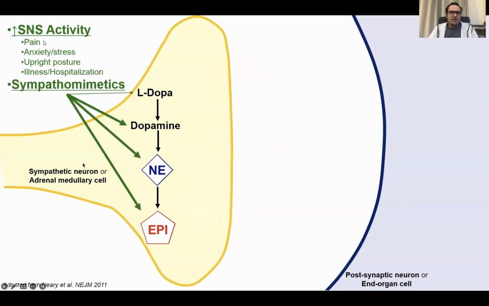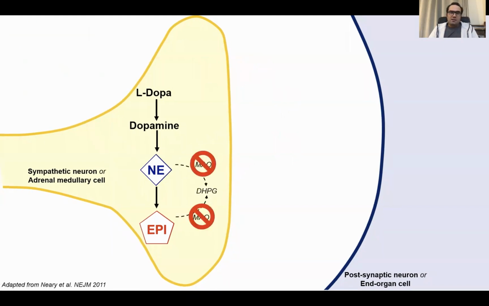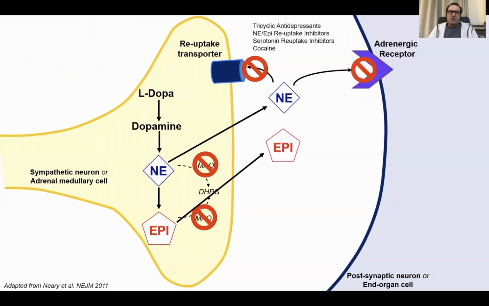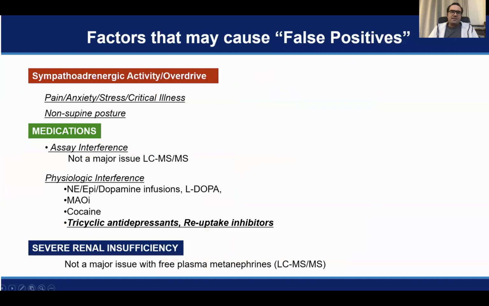So the first one was sympathetic nervous system activity, any pain, anxiety, upright posture, illness, sympathomimetics will directly produce the catecholamines, then the monoamine oxidase inhibitor, and then the norepinephrine, epinephrine reuptake inhibitors, SSRIs, cocaine, antidepressants. Very rarely the alpha adrenergic or the calcium channel blocker or beta blockers. So let's summarize the false positives. Number one, sympathoadrenergic activity: pain, anxiety, stress, critical illness, and even non-supine posture.